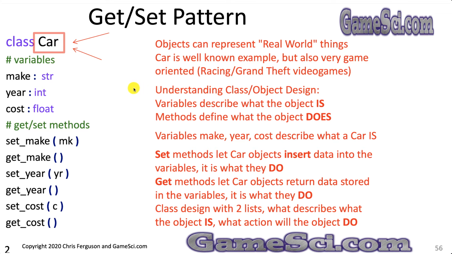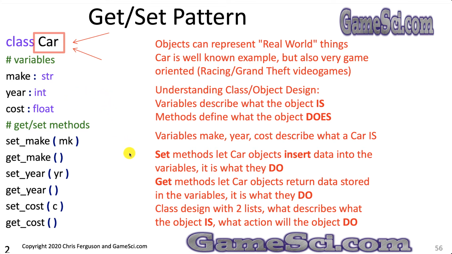Understanding class and object design. Variables describe what the object is. Methods describe what the object does. Variables like make, year, and cost describe what a car is. This is the information you want to know when you go to buy a car. This is the information you want to know when you're selecting a car during a video game.